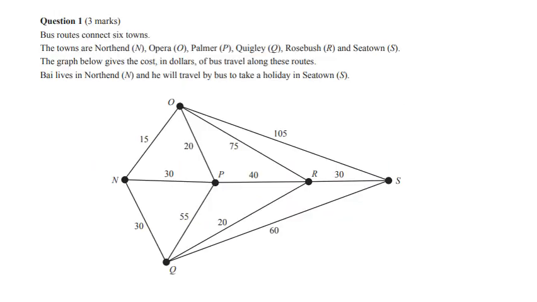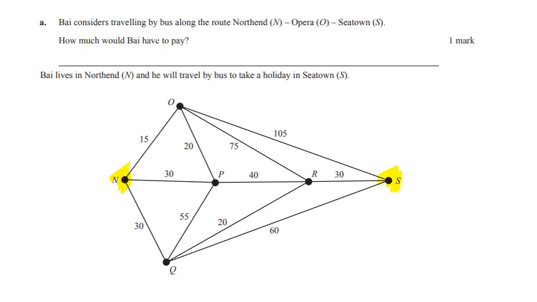Okay, we have a bunch of bus routes connecting everything together. And a person called Bai lives in North End and wants to take a holiday in Seatown. I'm assuming that must be North End, and that would be Seatown. And our question is, Bai considers traveling by bus along the route N to O to S.